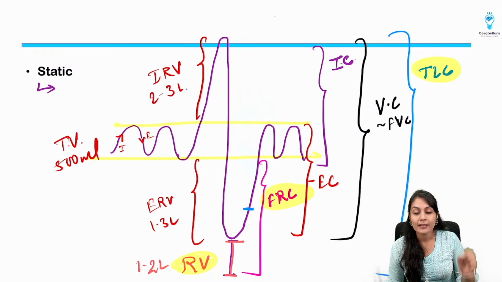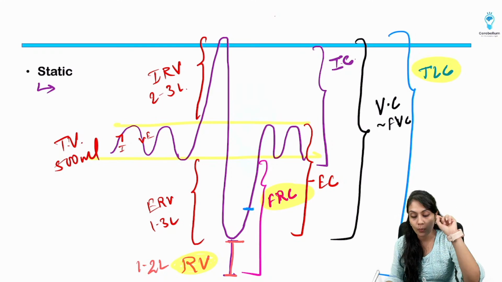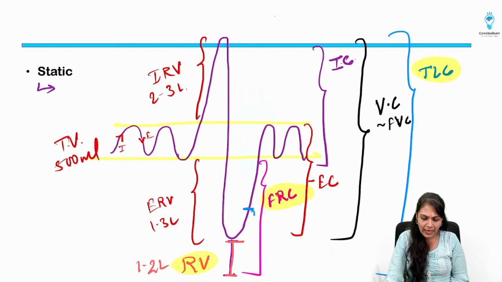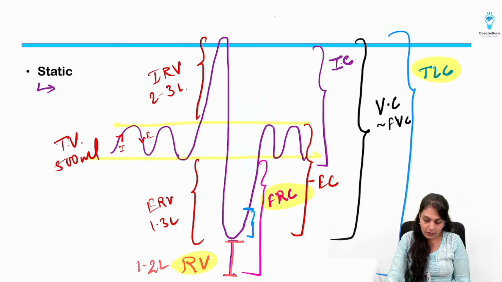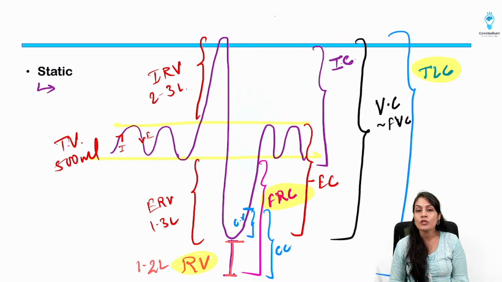So as soon as the dependent part alveoli close, whatever amount of air comes through the expiration after that is known as the closing volume. And if I add up the residual volume to the closing volume, that becomes the closing capacity. Okay, what is the closing volume? The amount of air expired after the onset of closure of the dependent part alveoli. Okay, so that is the closing volume.